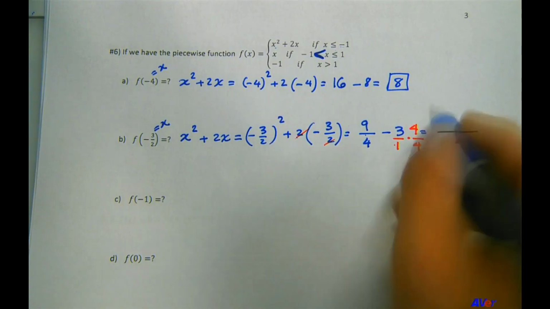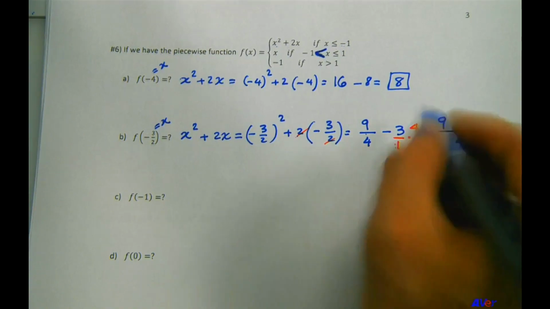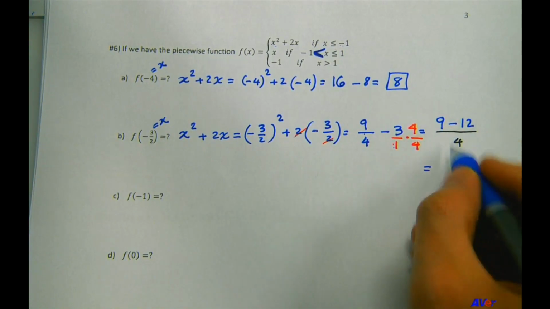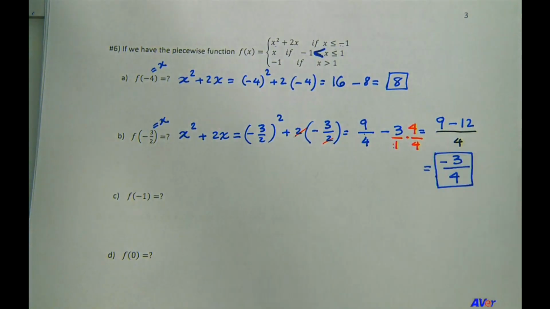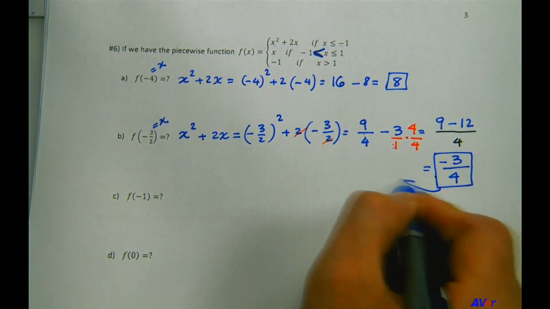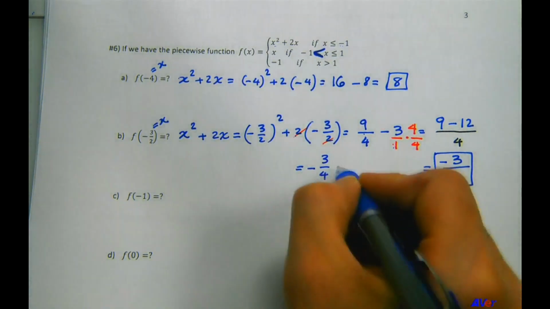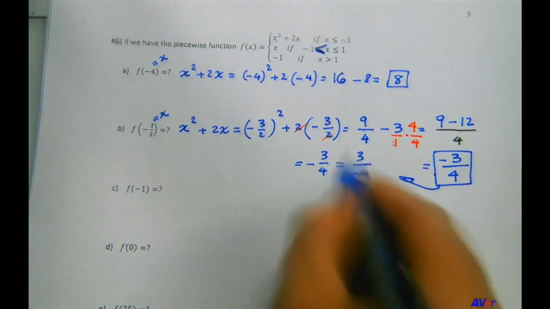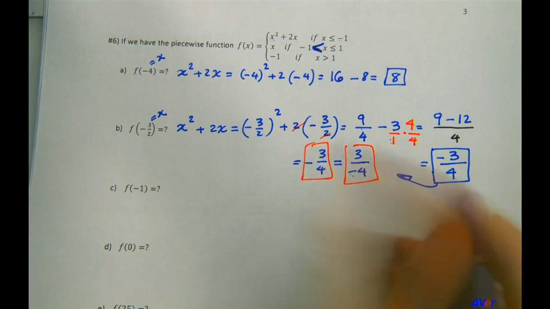Okay, so what do we have? We have 9, then the 4 is there, minus 3 times 4 is 12. So the final result is 9 minus 12 is -3 divided by 4. By the way, this answer is the same answer whether you write it as -3 over 4 or 3 over -4. All of these answers are the same thing. This is okay, this is okay, that is okay.